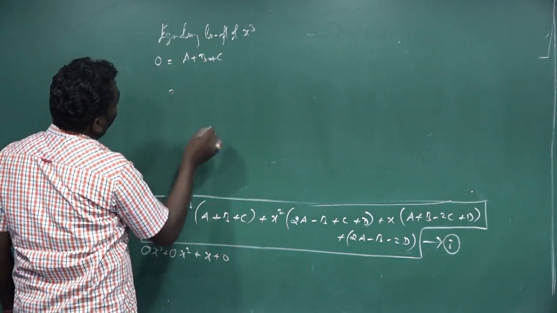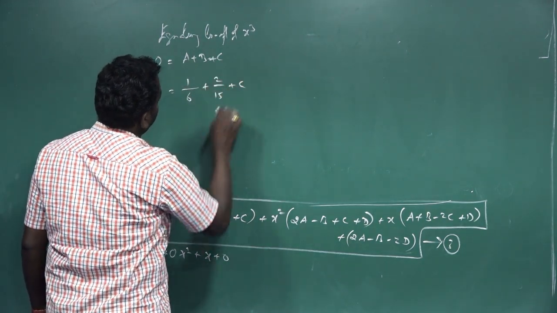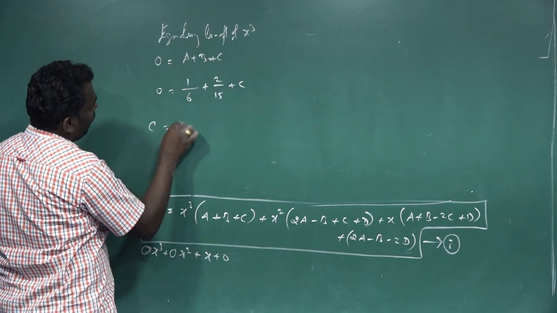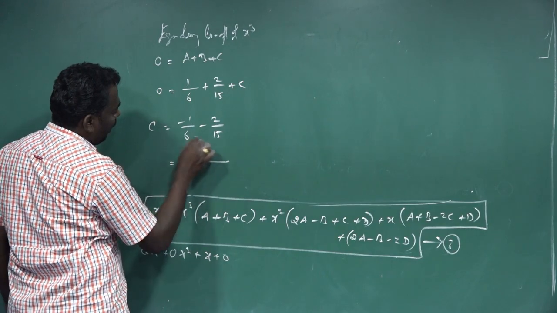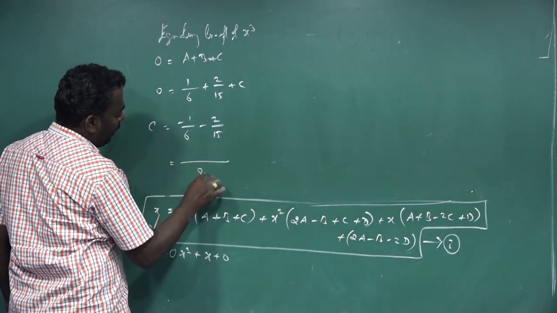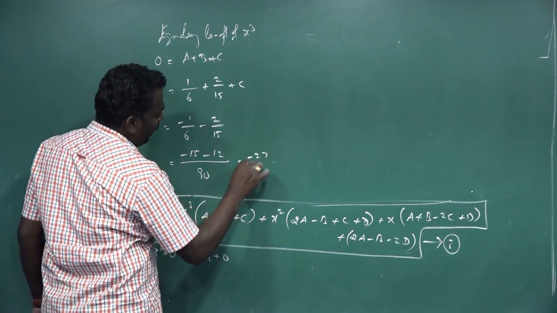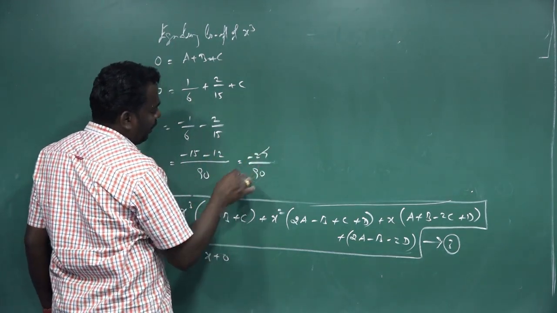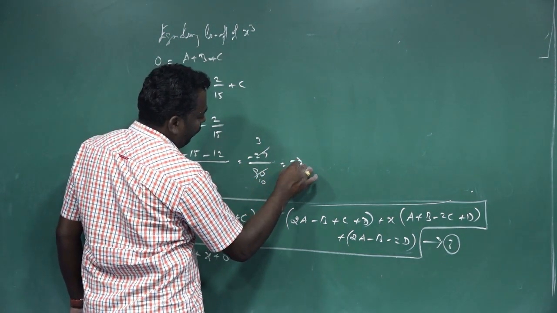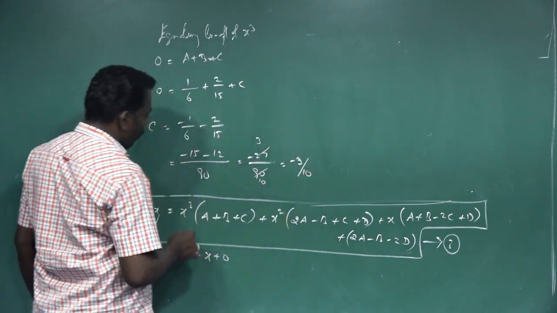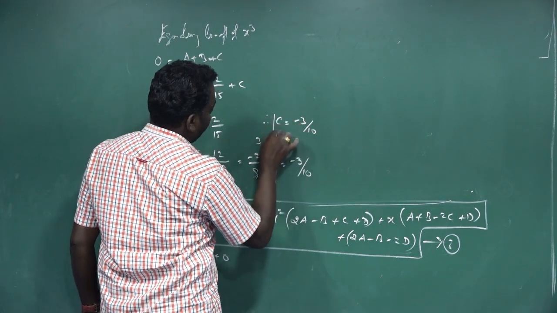Now we know the value of a equal to 1 by 6 and b equal to 2 by 15, plus c, that is equal to 0. Therefore c equal to minus 1 by 6 minus 2 by 15. Taking the common multiple, 6 into 15 is 90, cross product gives minus 15 minus 12, which is equal to minus 27 by 90. Cancelling by 9, 3 times 9 is 27 and 10 times 9 is 90, so that is equal to minus 3 by 10. That is the value of c. Therefore c is equal to minus 3 by 10.